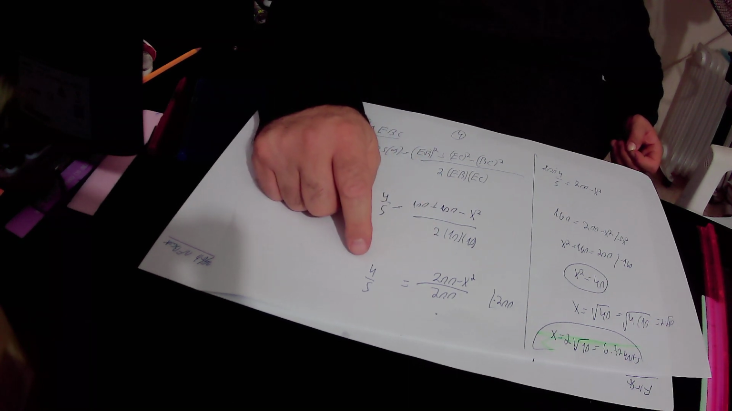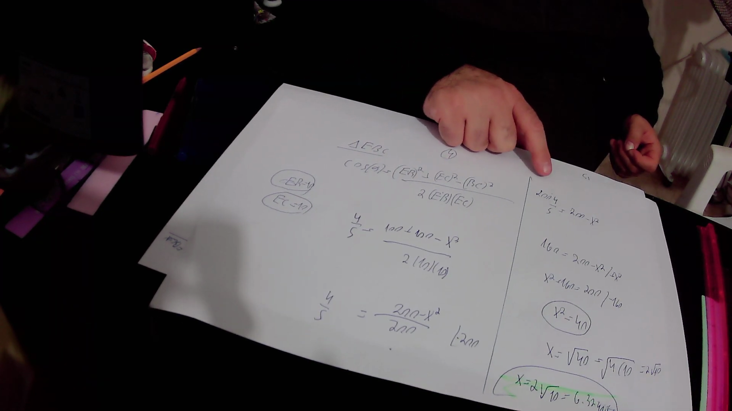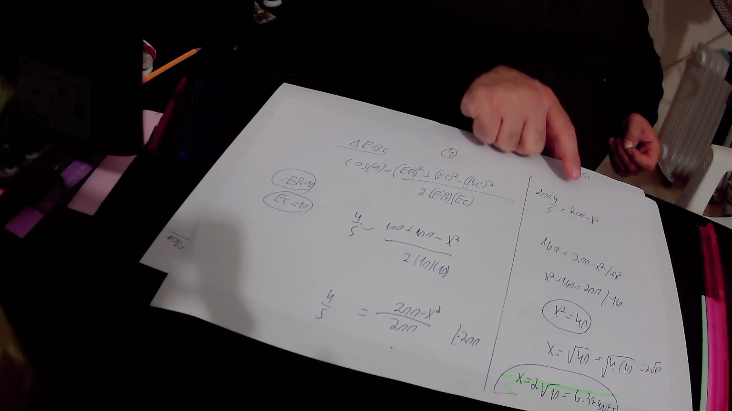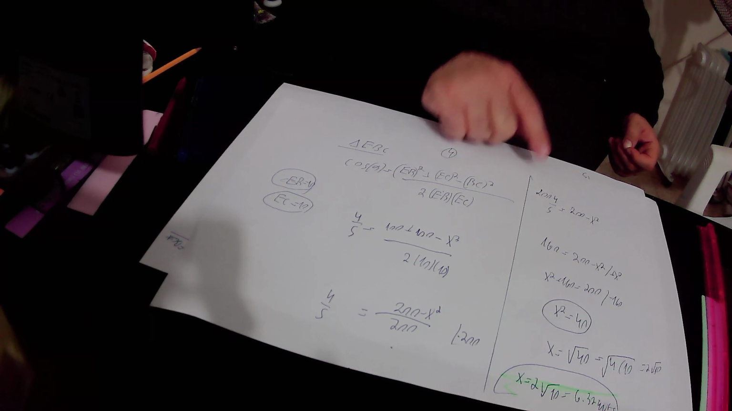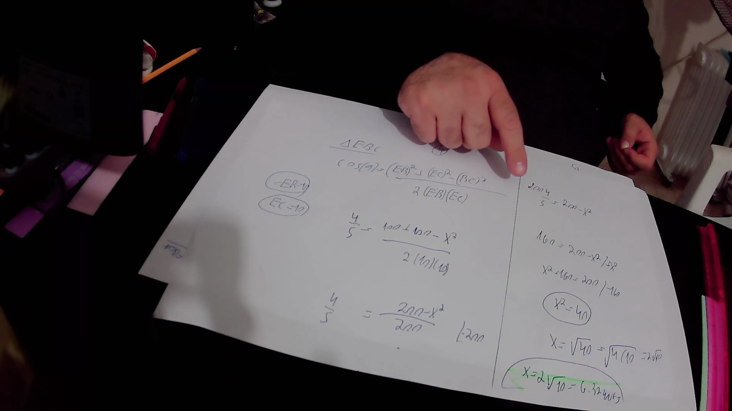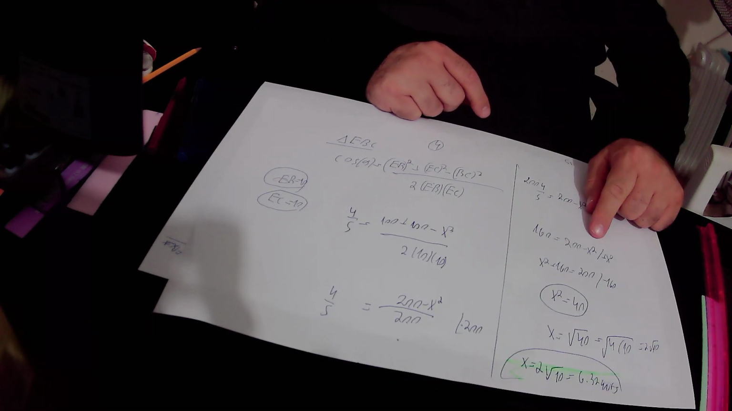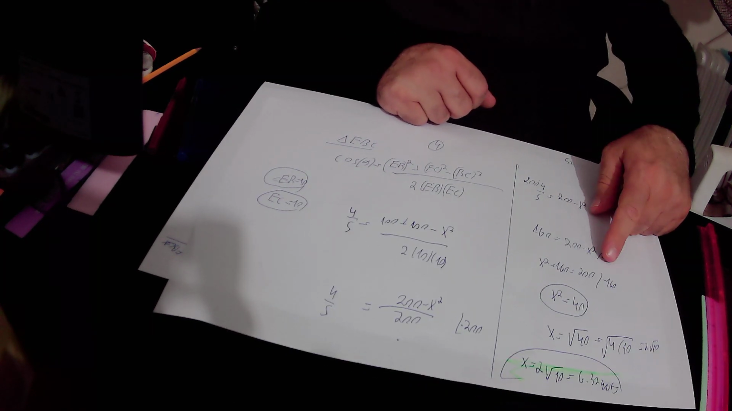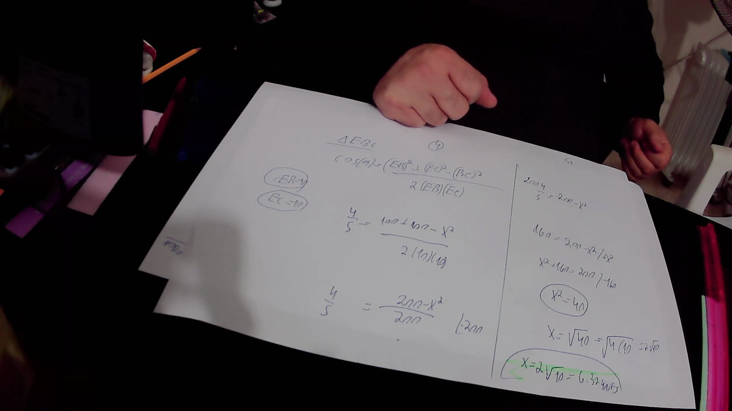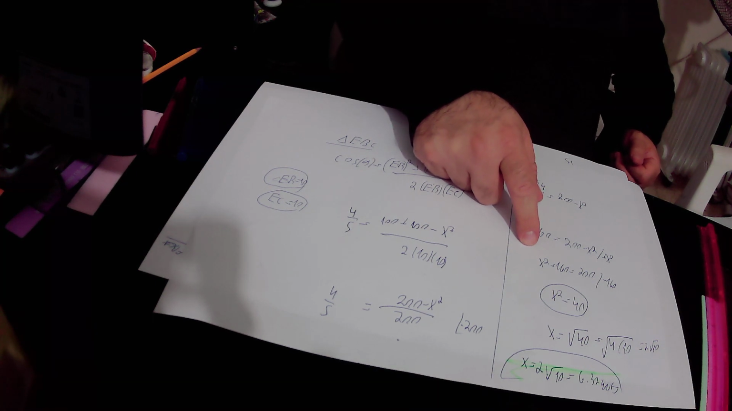We multiply this equation by 200, and we get 200 times 4 over 5 equals 200 minus x squared. 200 over 5 is 40, and 40 times 4 is 160. So 160 equals 200 minus x squared. We add x squared to this equation, and we get x squared plus 160 equals 200. We subtract 160, and x squared equals 200 minus 160, which is 40.